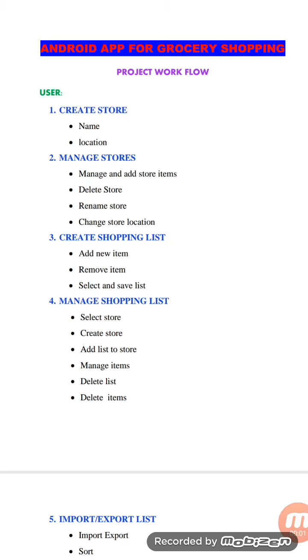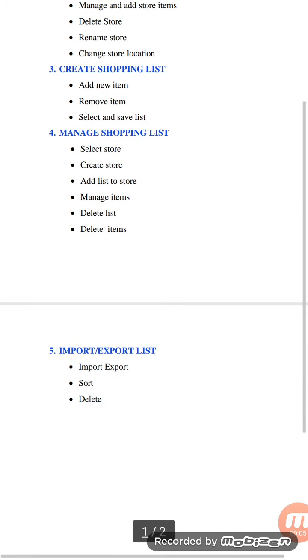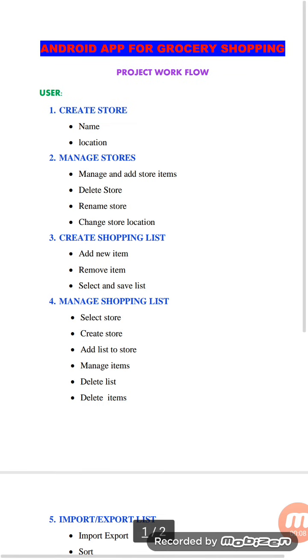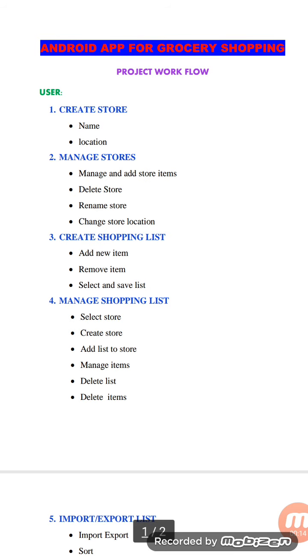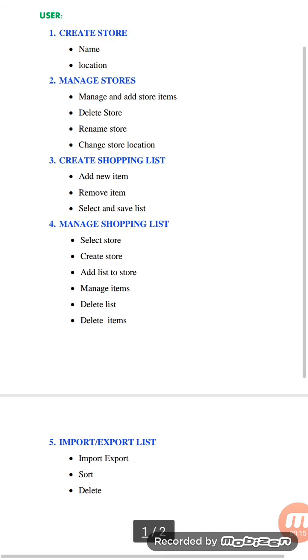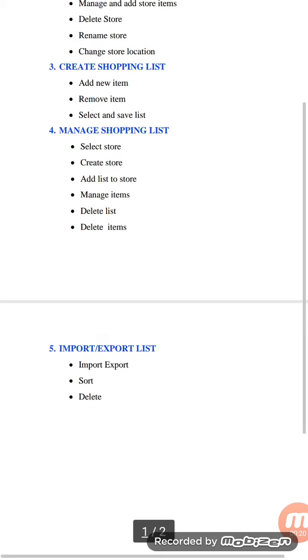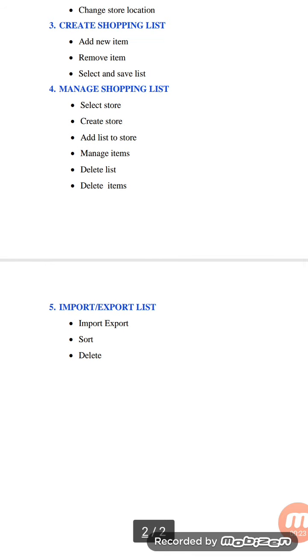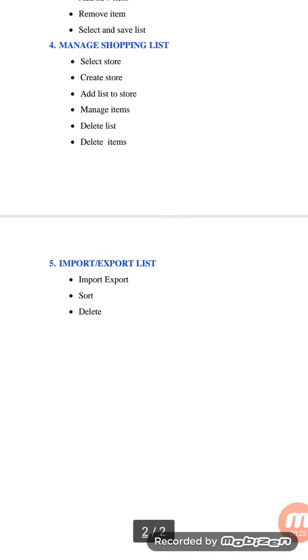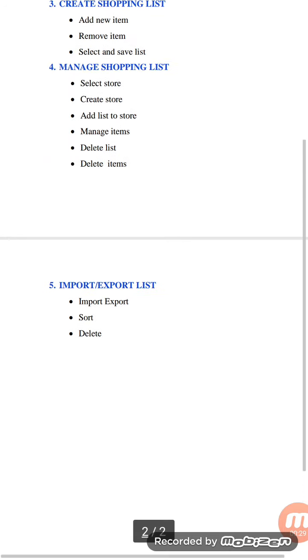In this video we are going to see the app called grocery shopping, and this is the project workflow of that app. In this, the user can create the store with the steps of indicating the name and location. After that, they can manage the stores by some steps. After that, they want to create the shopping list and manage that shopping list. Through that, they can import and export that list.